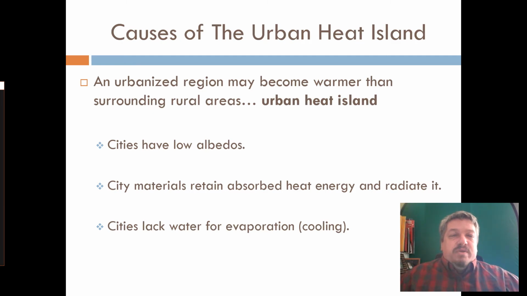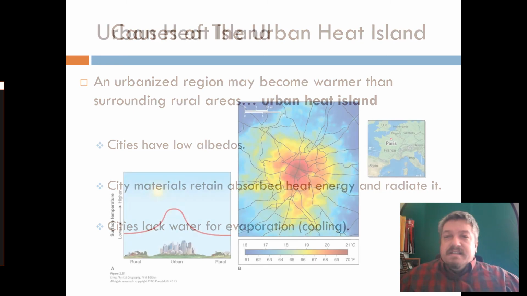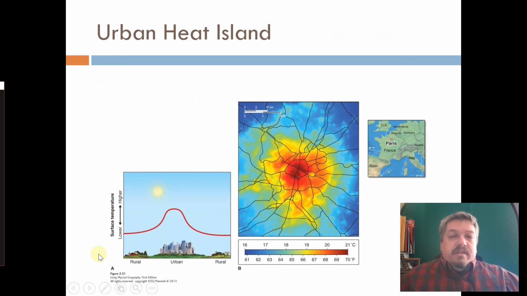That combines with the lack of water. We fill in the rivers, we fill in the swamps, right? There's less evaporation for cooling, and it makes city centers hotter than their rural counterparts. So you look right here at this little diagram, right? In farming areas where there's more open space, less buildings, there's less surface temperature. This right here is a temperature map of Paris taken in the middle of the evening. And you can see the temperature is hottest in the center of the city.